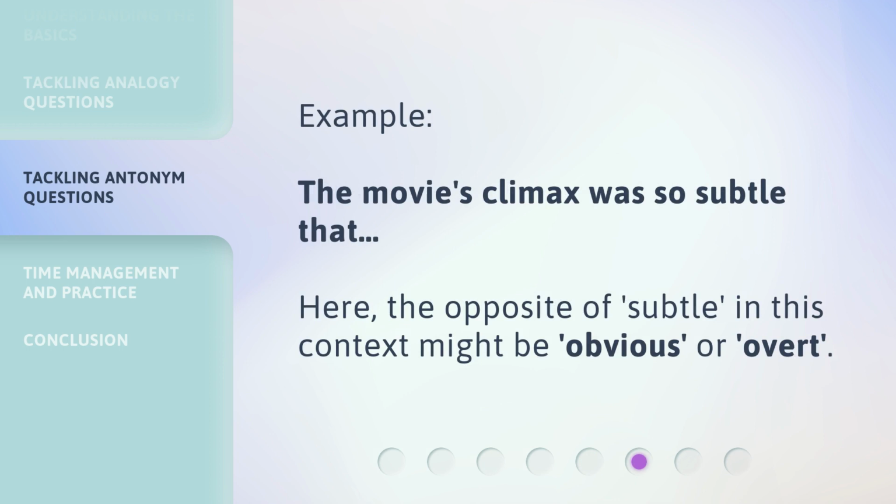Example: the movie's climax was so subtle that... Here, the opposite of subtle in this context might be obvious or overt.